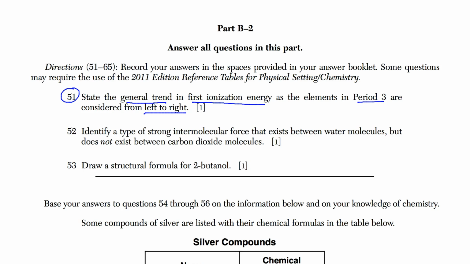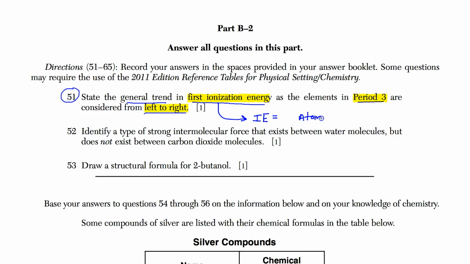General trend, this is periodic properties, and there are some trends. So we're looking for the first ionization energy in period 3, going left to right. Now, ionization energy is one of those types of values that we measure that gives us an idea whether something is a metal or a non-metal. So ionization energy is the energy needed to pull an electron from an atom.